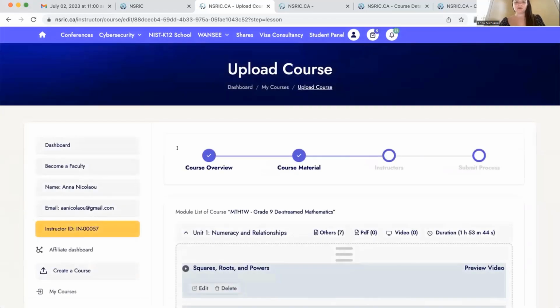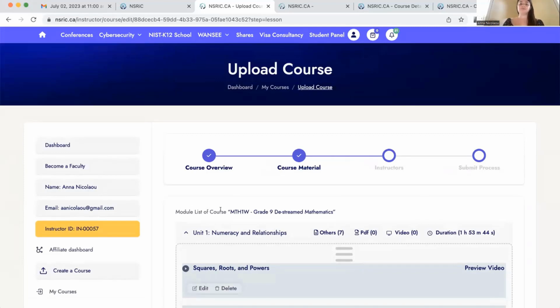All right, so now we'll click save and continue. Okay, now comes, I was going to say the hard part. It's not really hard, more the long part, I will say. This is where you can upload, for every unit, all of the resources that you're going to give to the students.